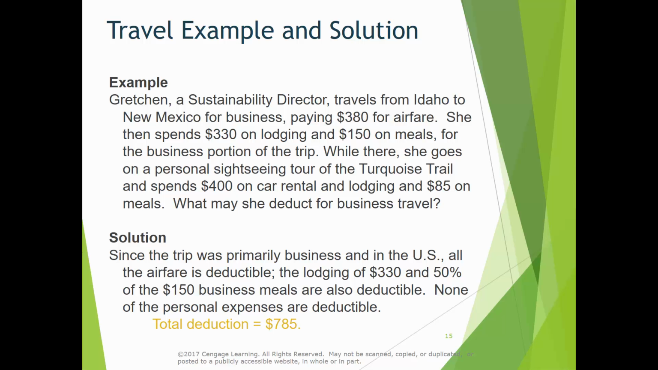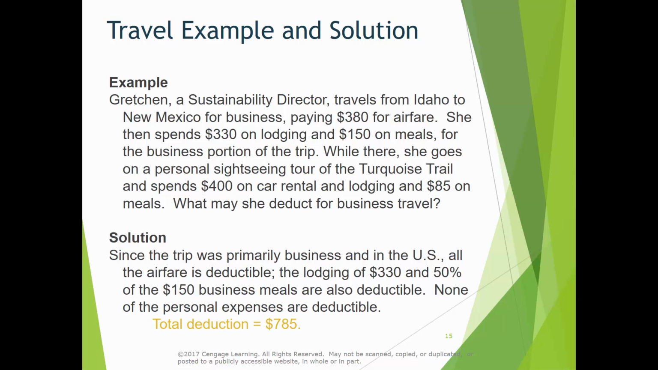Okay, so Gretchen is a sustainability director. She travels from Idaho to New Mexico for business, and she pays $380 for airfare. She spends $330 on lodging, $150 on meals, and while she's there, she goes on a personal sightseeing tour of the Turquoise Trail and spends $400 on car rental and lodging, $85 on meals. So what of all this am I going to tell her she can write off?